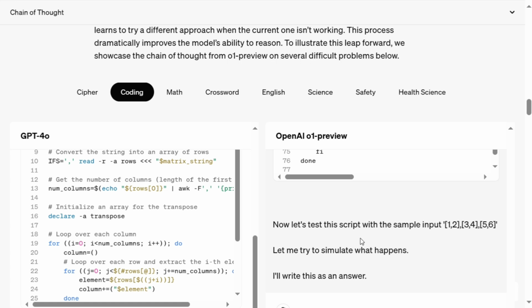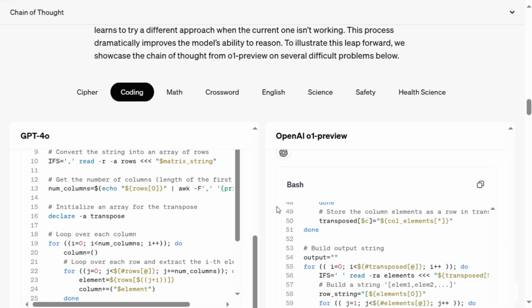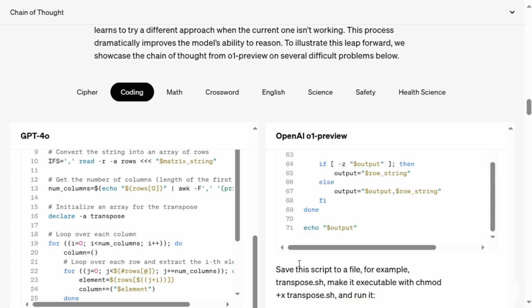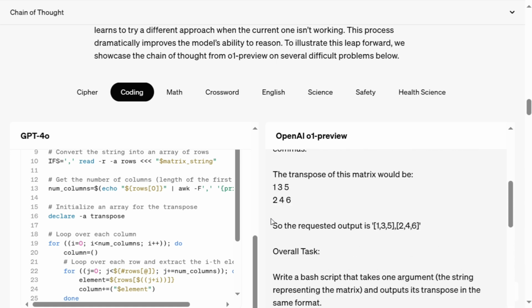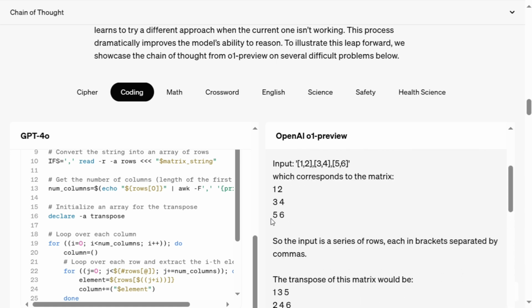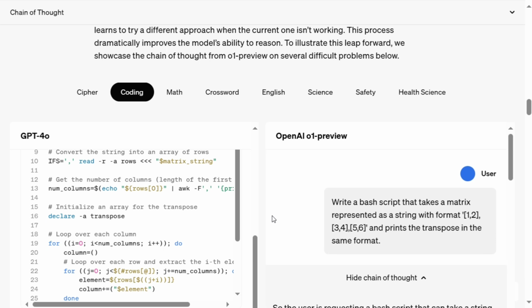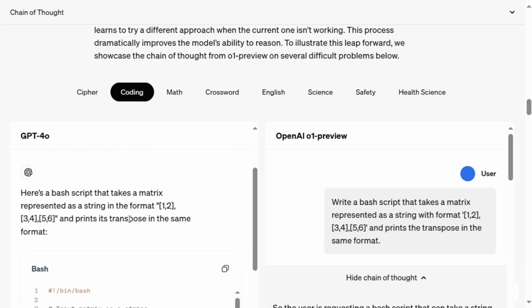Now let's test this script with sample input. So in the chain of thought, it has created a script. Now it is testing it out as well and then outputting the result. Now this is the final output that we got. So eventually you just saw how detailed the approach is. It is first of all writing in English sentences what it should do, and then coding it out, rather than in the case of GPT-4o, where it is straight away giving you an output.